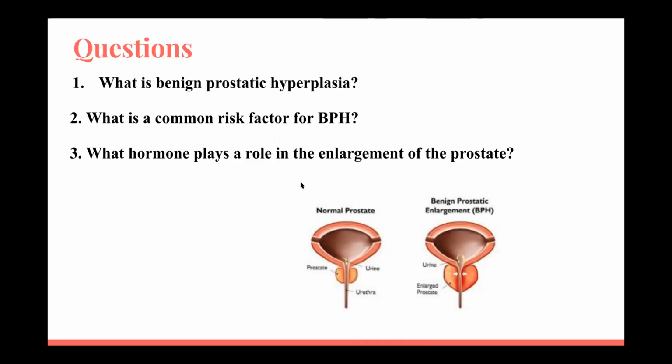It's the prostate gland enlargement. What is a common risk factor? Age, right? Yes. And then what hormone plays a role in the enlargement of the prostate? DHT. I'm not even going to try to say it. That's why I'm saying it.